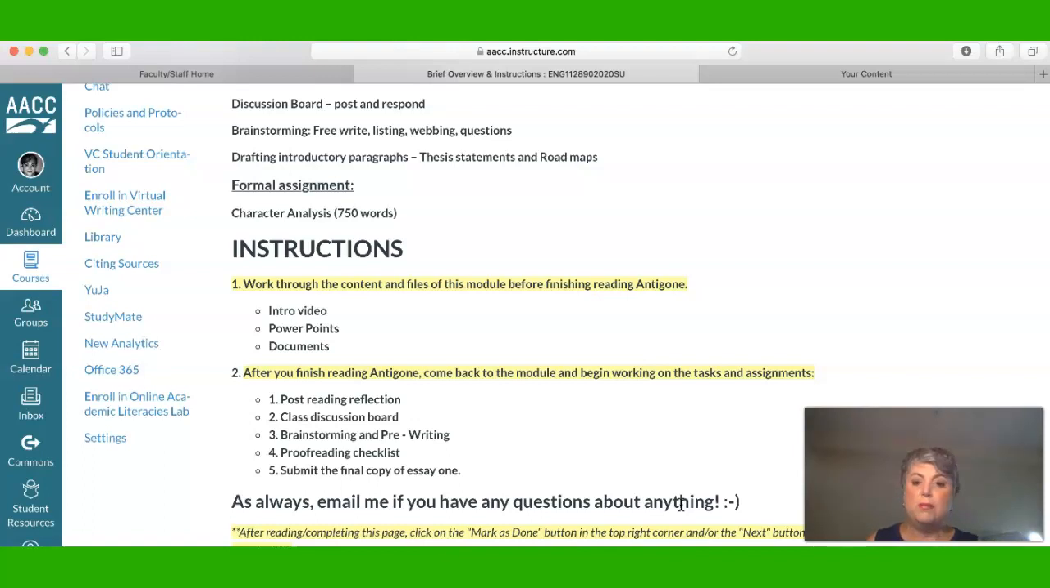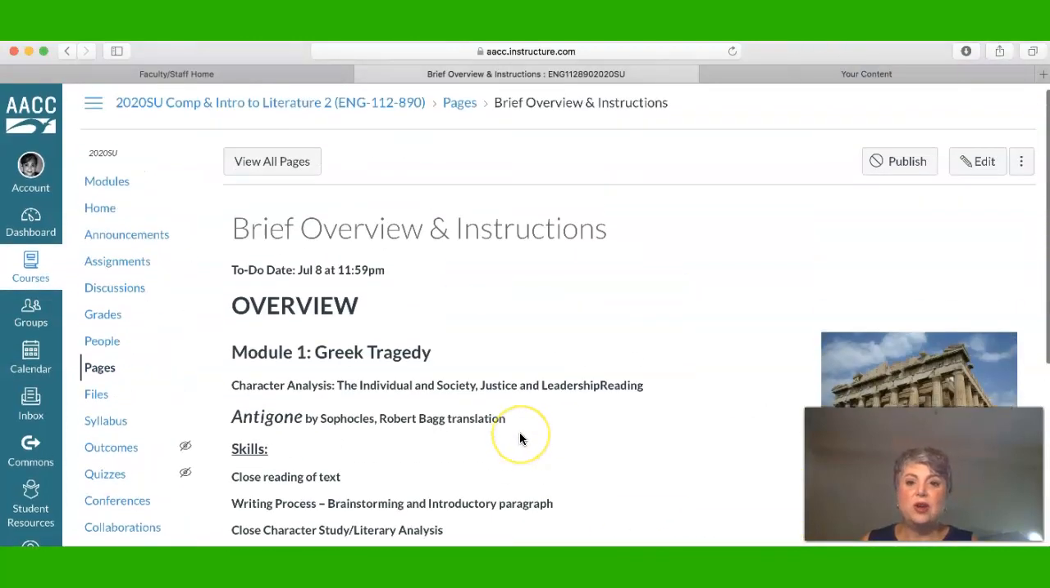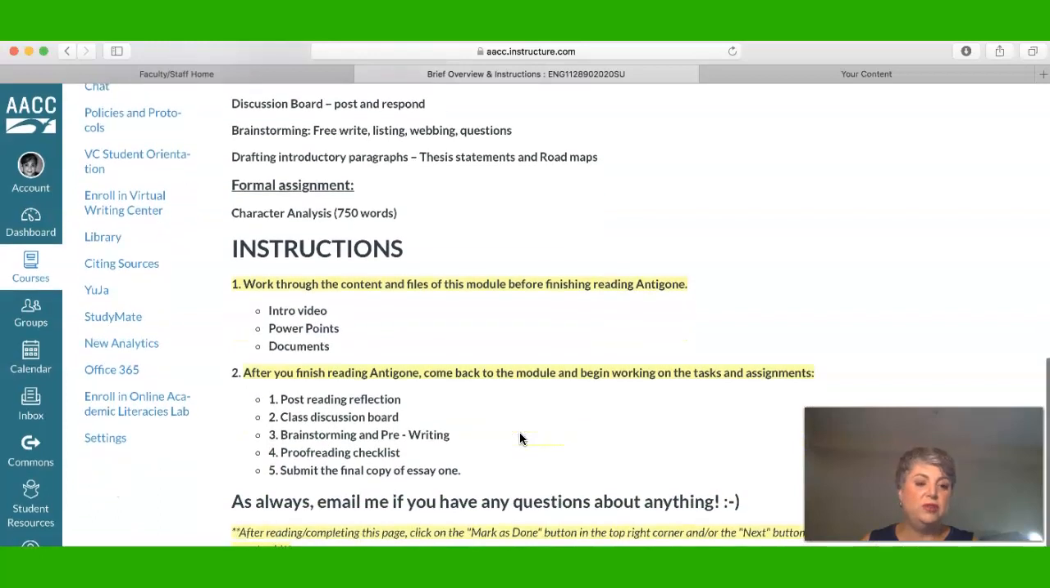So again, I'm really, really happy to answer questions, and I much, much prefer that you would reach out to me if you have any obstacles, challenges, or questions. Don't be shy and wait till the last minute when the paper's due and say, oh my gosh, I didn't understand this. Just reach out right away, okay? I really don't mind. All right, so that's our overview and instructions.